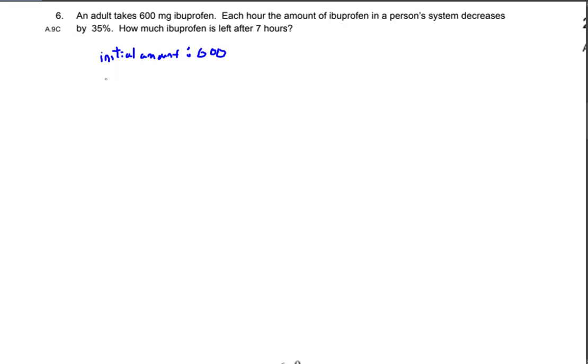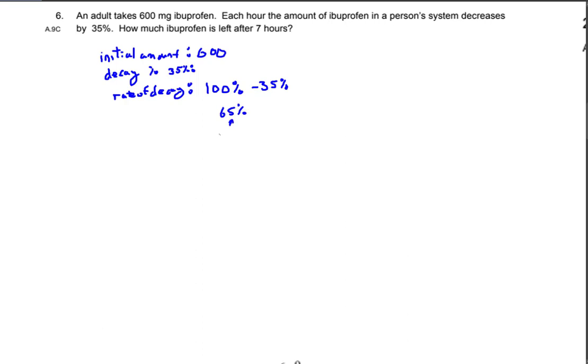The decay percent. This is decay, right? It's getting smaller. So the decay percentage is going to be 35%, how much it decays each time. If I want to figure out the rate of decay, the rate of decay is going to be the initial amount I start with, which is a total 100%, and from that 100% I'm going to take away 35%. That gives me 100 minus 35, which is 65. So 65% is my decay rate.